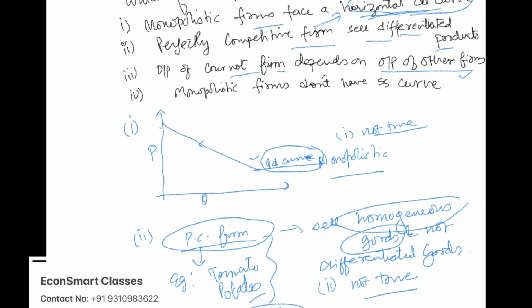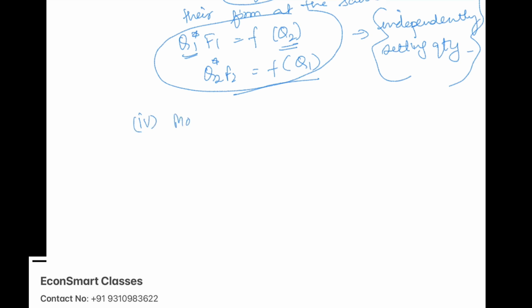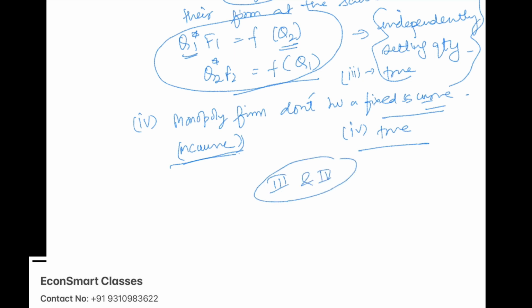What about the fourth part? Monopolistic firm does not have a supply curve. This is also true, because a monopoly firm, you remember this thing, does not have a fixed supply curve. It's a large firm having a monopoly in the market, and therefore the supply curve, which is the marginal cost curve above the minimum average variable cost, can change as per the scale of the firm. So a monopoly firm does not have a supply curve, and so the third part is true and the fourth part is also true. So the answer to this is, the third and fourth parts both are correct.